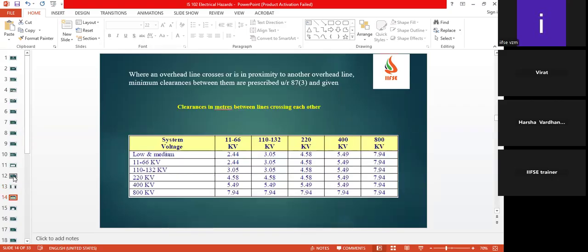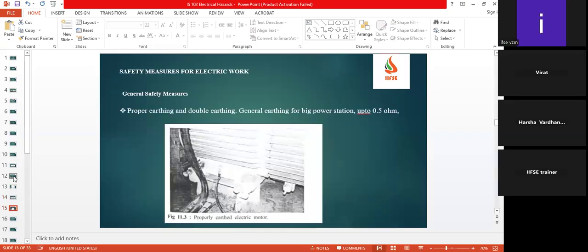Then, where an overhead line crosses or is in proximity to another overhead line, there is a minimum clearance. If you see the big electrical towers, where you have different systems or different voltage levels, like 11 kV, 110 kV, 32 kV, etc., these are some of the distances they should maintain between the two conductors. Again, the safety precautions, we'll see what kind of safety precautions we have to take to safeguard ourselves.